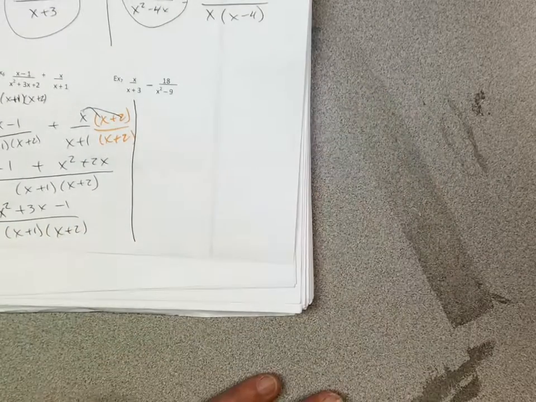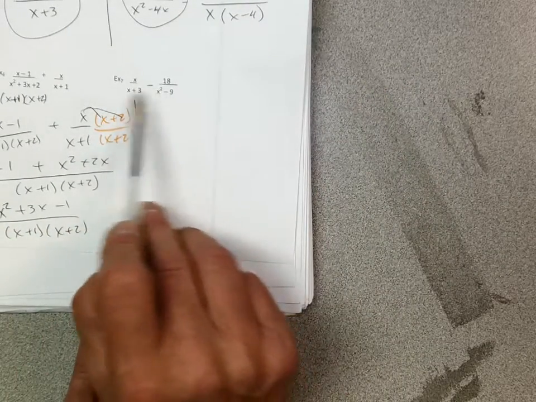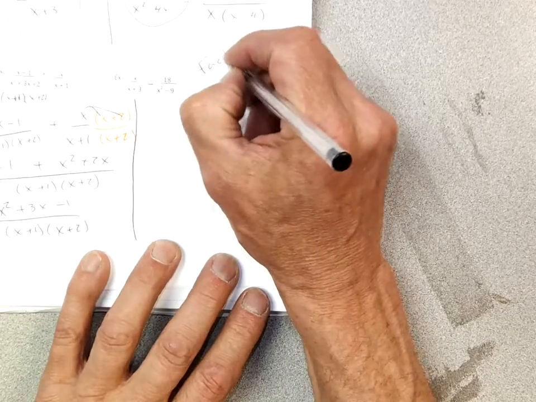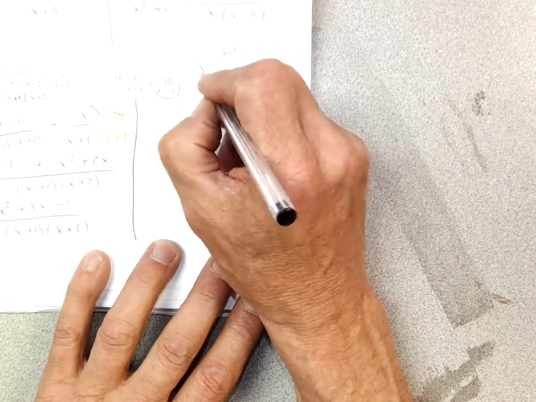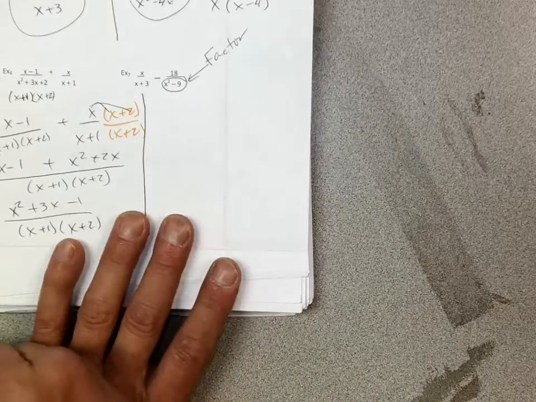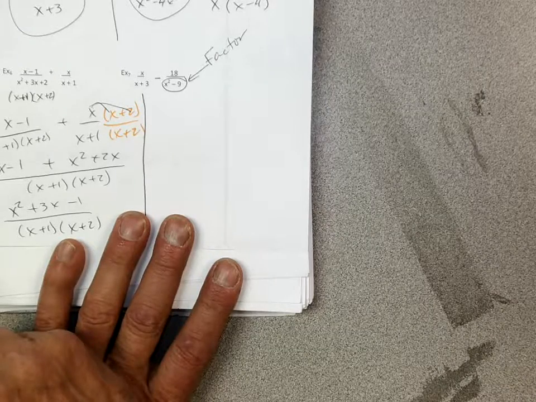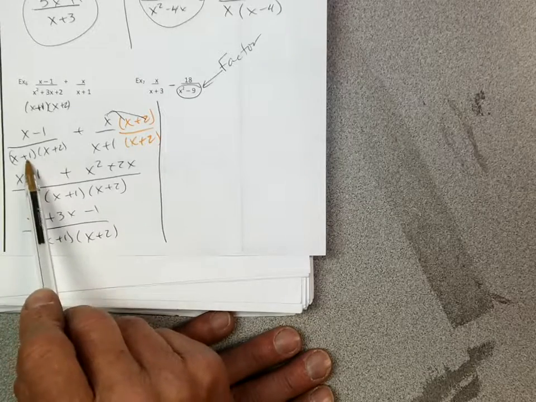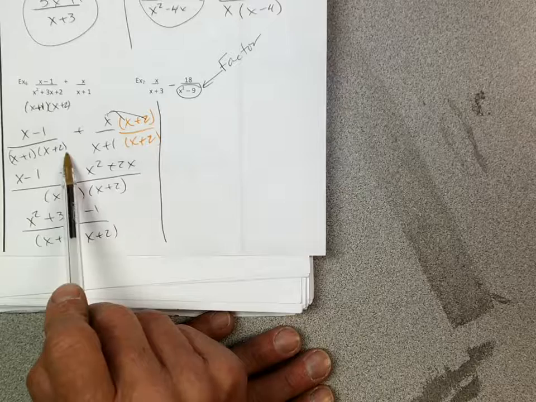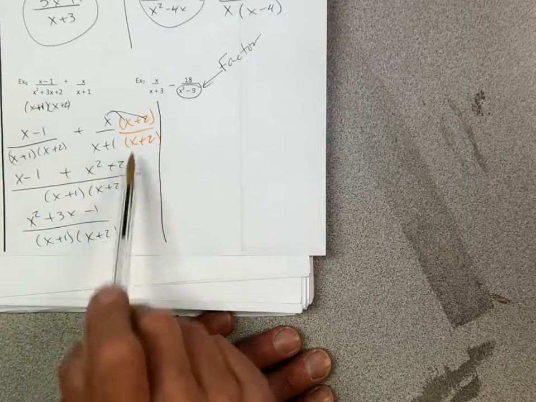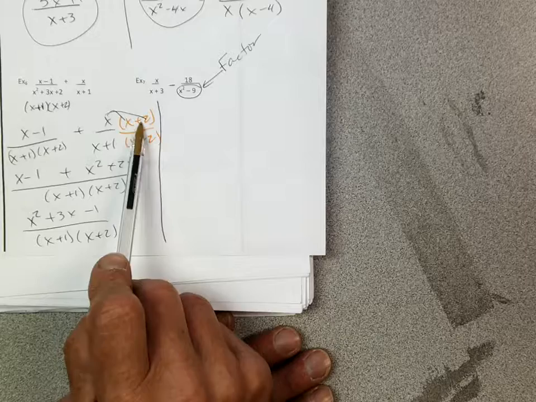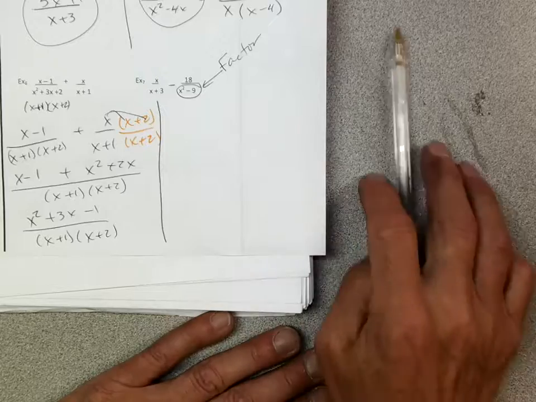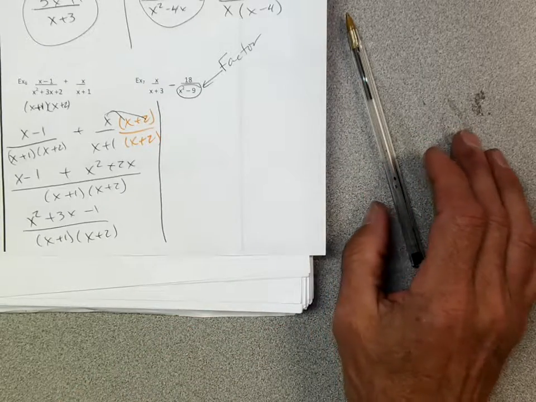Example 7. What do you see? We need a common denominator, but do you see anything? Impossible to square. Like square. Will that factor? Yes. On example 7, if the number on the bottom of the fraction on the left is x plus 2, x plus 1, and the one on the right is x plus 1, you multiply them both together to get x plus 2 times x plus 1 times x plus 2.